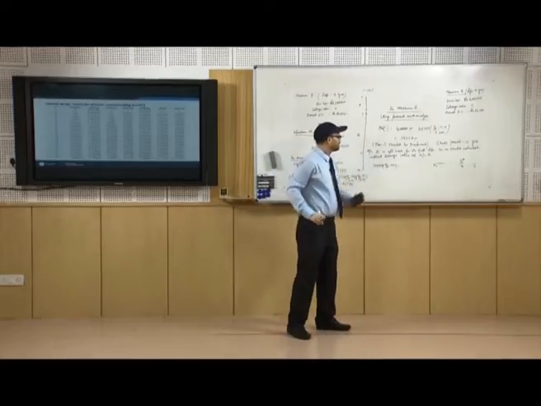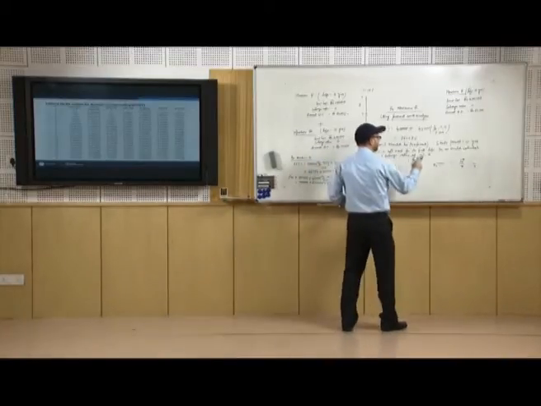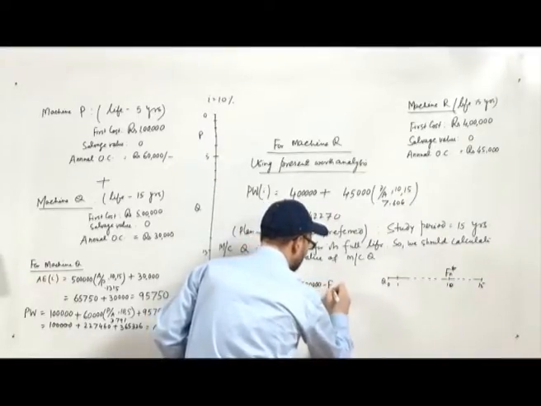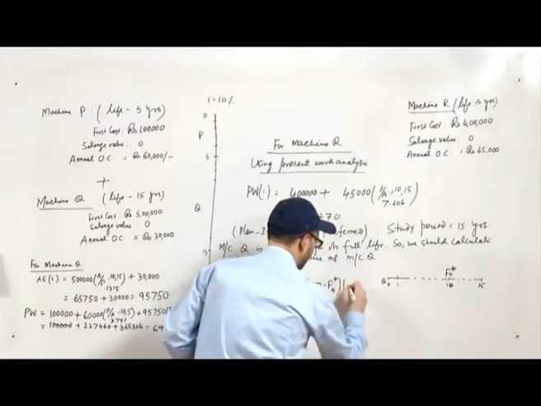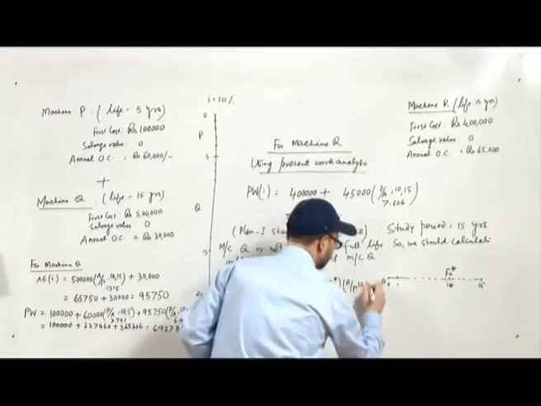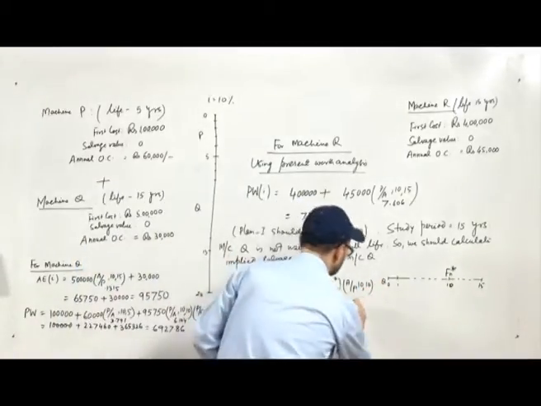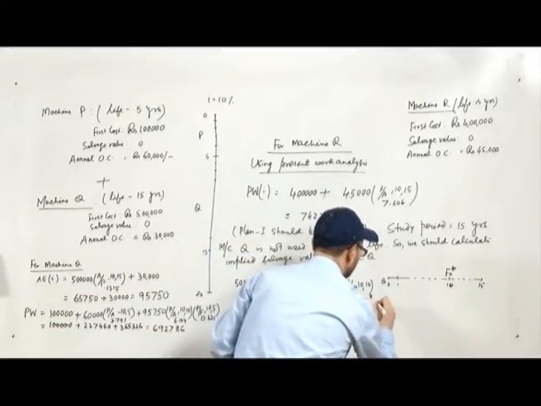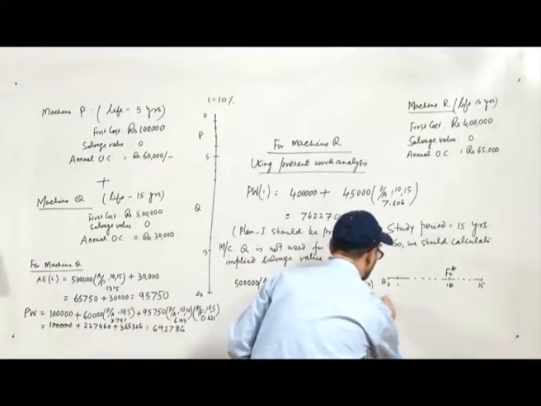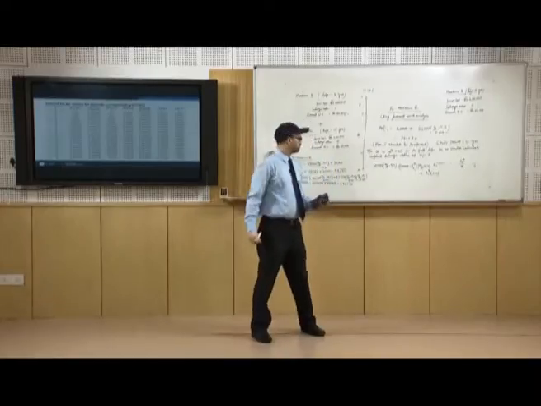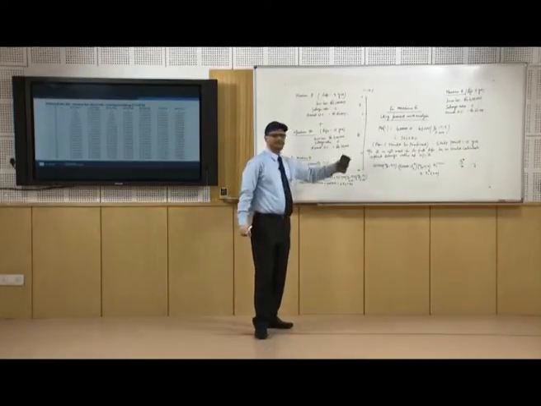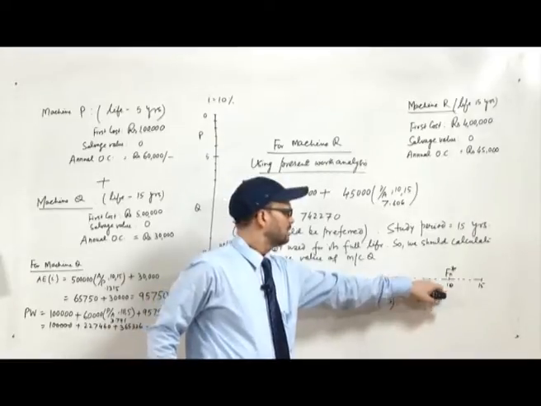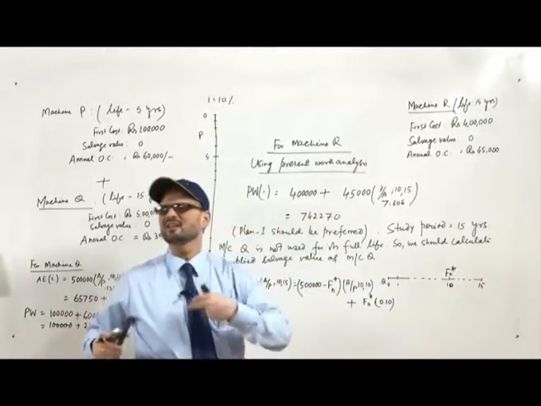Now, Fn star is the implied salvage value at the end of 10 years. For that you will have 5 lakh minus Fn star, A by P 10, 10, plus Fn star multiplied by I, that is 0.10. So, this is the equation to find the implied salvage value, which assumes that if the machine is thrown away after 10 years, it still has a certain salvage value.